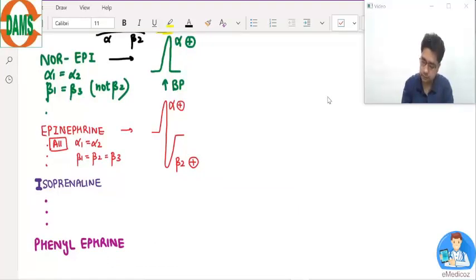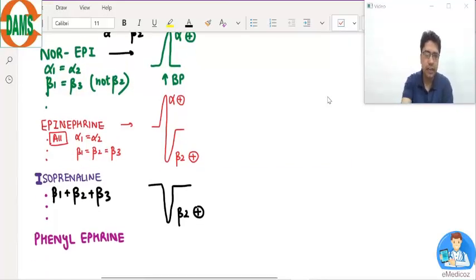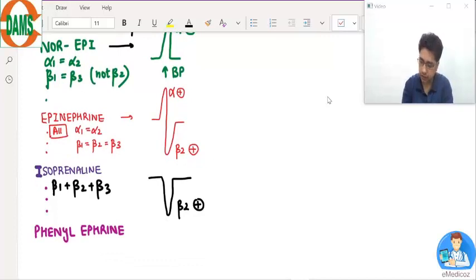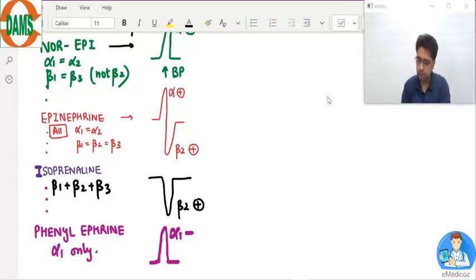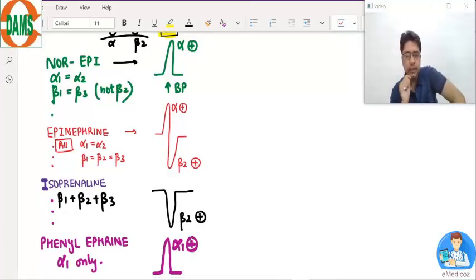Next is isoprenaline. Isoprenaline acts on beta 1, beta 2, beta 3. What will happen? No alpha action. Okay. Phenylephrine, the last one, will act on alpha 1 only. I hope it's simple to you. Any difficulty in this part?